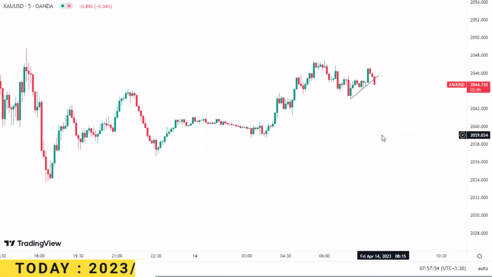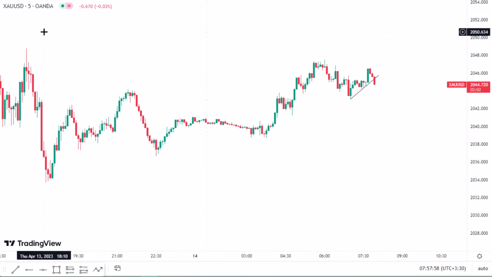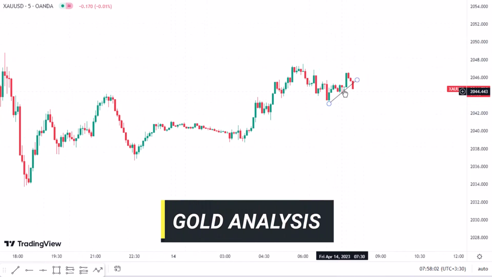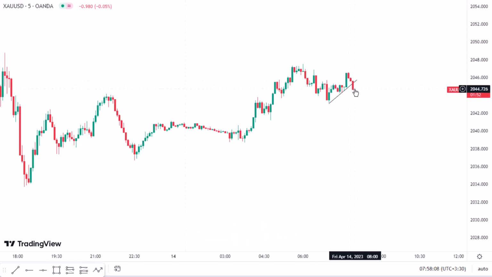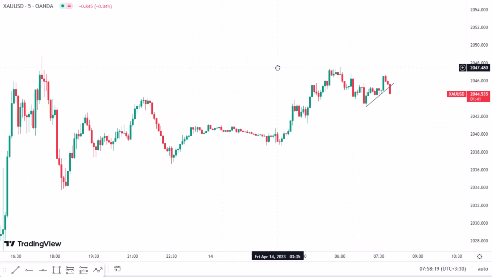Hey traders, welcome back. As you can see here, we are on the gold chart or XAUUSD chart, 5-minute time frame, and right now we have this trend line, and the price is breaking this to the downside. If the candle closes like this, we can enter a sell position, put our stop loss somewhere here and look for our risk to reward too.